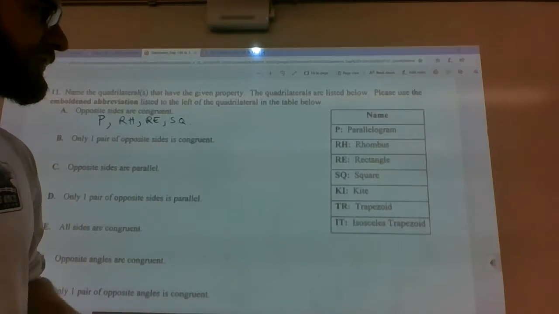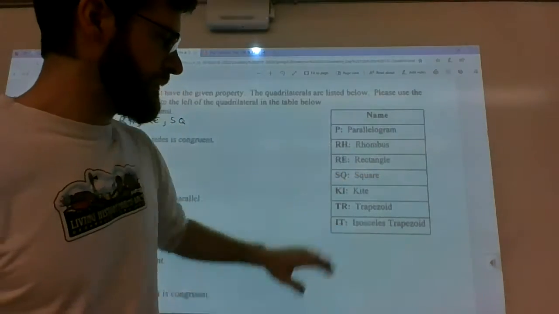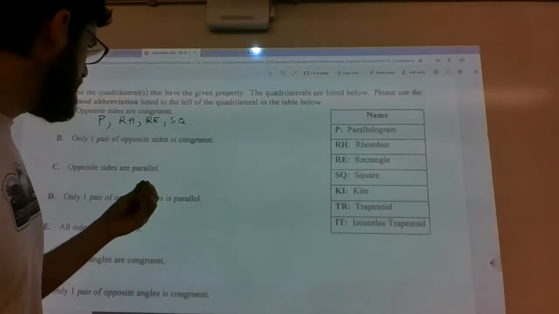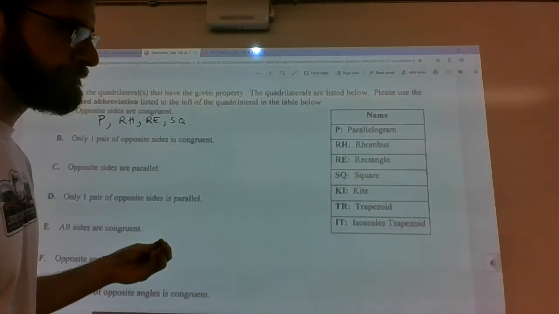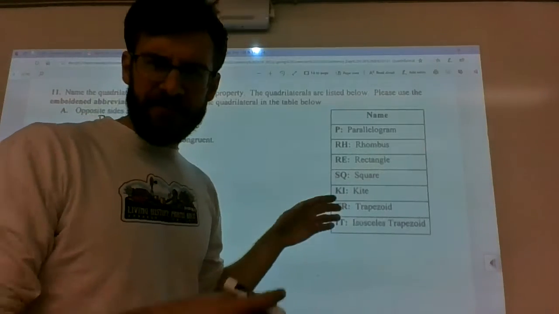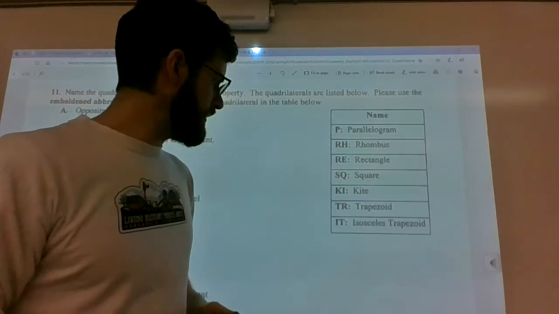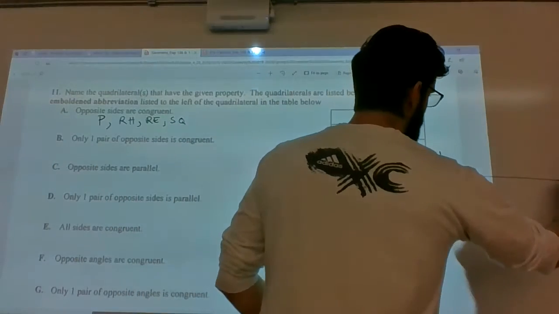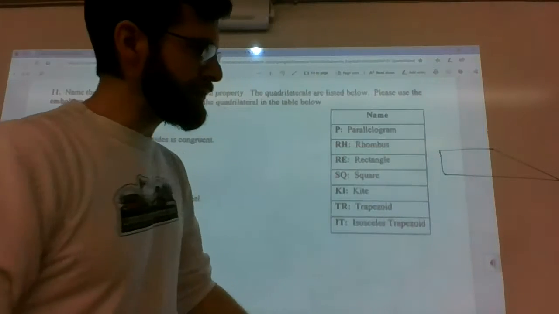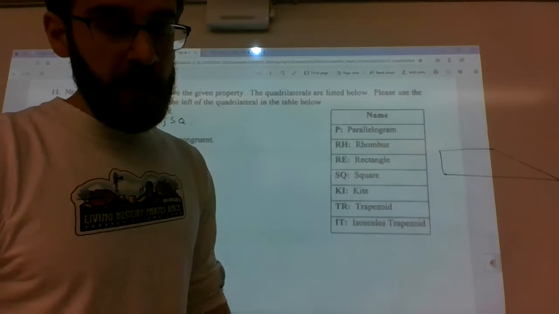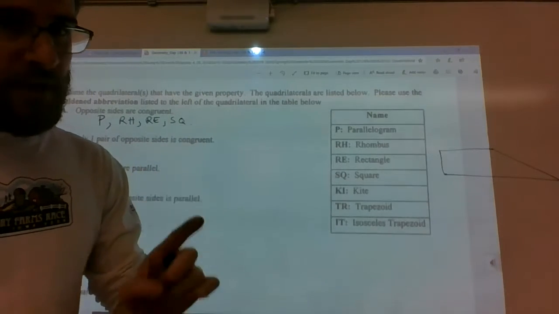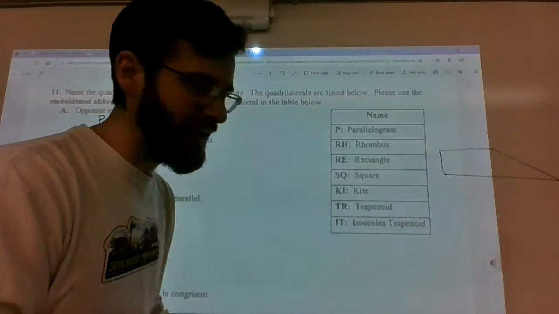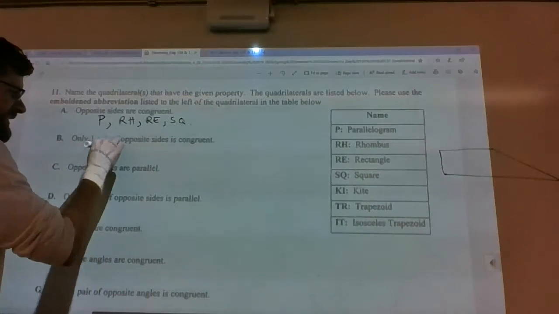Letter B, only one pair of opposite sides is congruent. Only one pair. So that takes away all of these. The question is, which ones have only one pair of opposite sides that are congruent? Well, that's not kites. Kites have to have consecutive sides congruent. Trapezoid, I mean, that's a trapezoid where none of the sides are congruent. But an isosceles trapezoid always has to have opposite sides congruent. One pair. So the last one is just isosceles trapezoid.